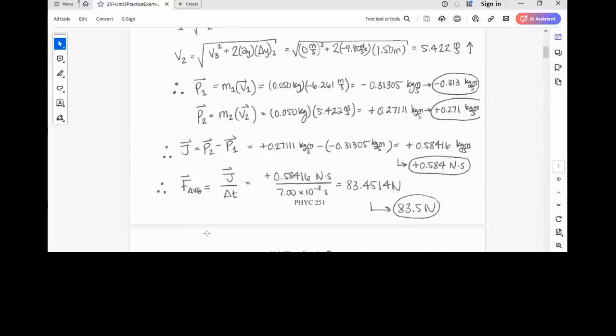This is the first time that we've needed to worry about the amount of time that the ball spent in contact with the floor. Once again, we get a positive force, which makes sense with our positive impulse, and that average force is approximately 83.5 newtons when sig figs are applied.